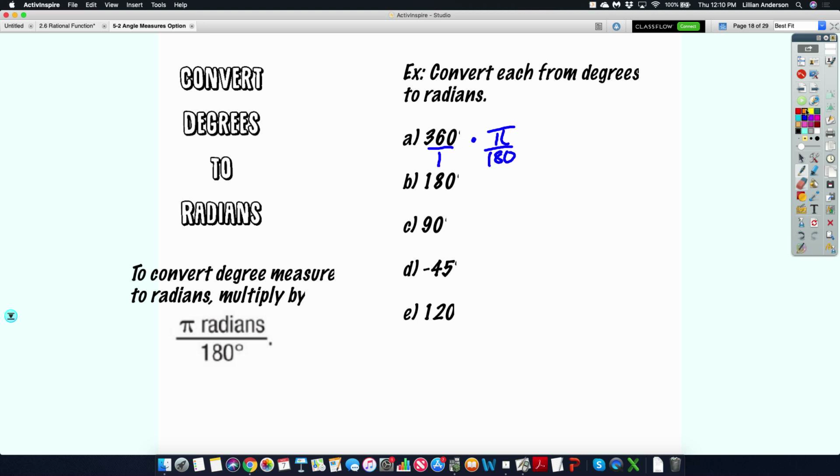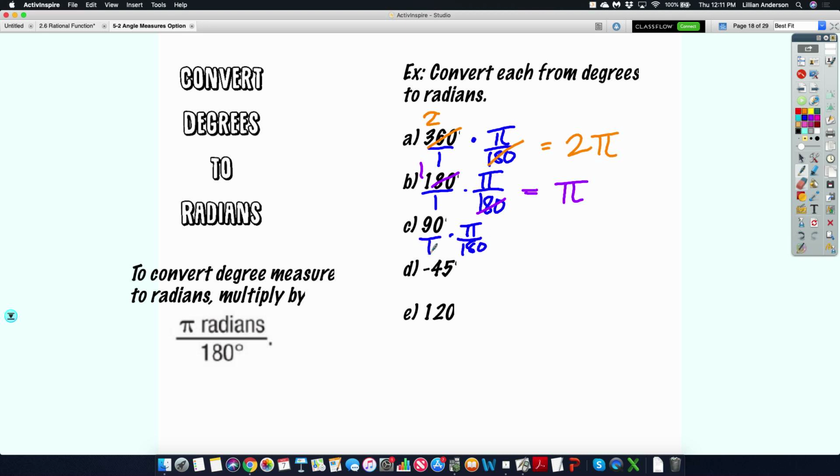Doesn't 180 go into 360? How many times? 2 times pi is? You should already know that one. You should also already know 180. No? Okay, let's multiply by pi over 180. This is basically like saying 180 over 1. How many times does 180 go into 180? Once. So this is nothing but 1 times pi, which is just pi. See how it works out? Nice and easy.